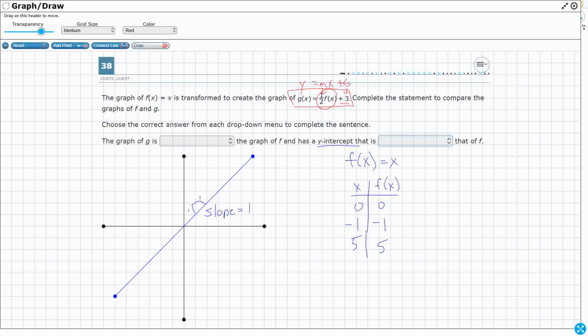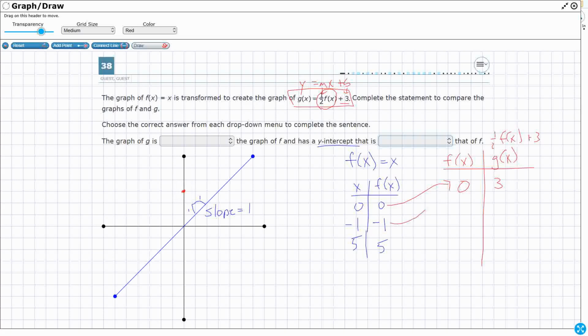So g of x equals, if I have my f of x, which is just the x, then my g of x ends up being my 1/2 f of x plus 3. Well, let's see what each of these are, okay? So if my f of x is 0, I need to plug that into here, right? So 1/2 of 0 is 0, and I still end up with a 3, okay? So I'm going to put that right there.